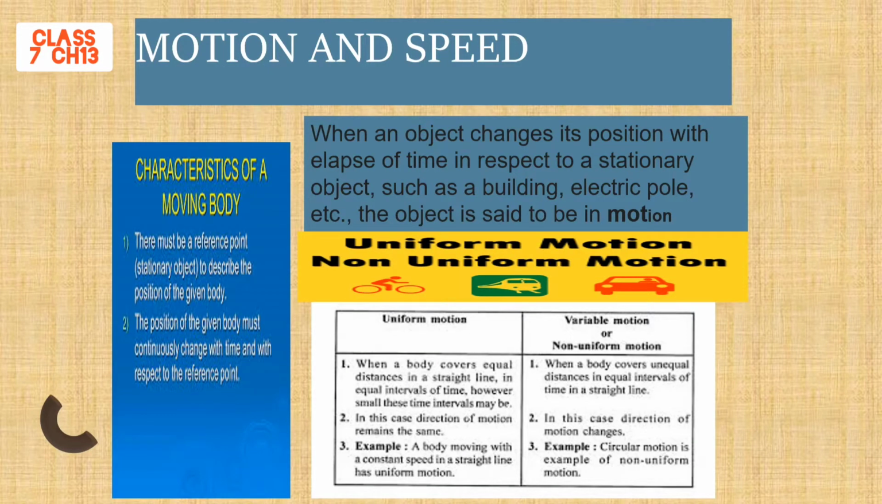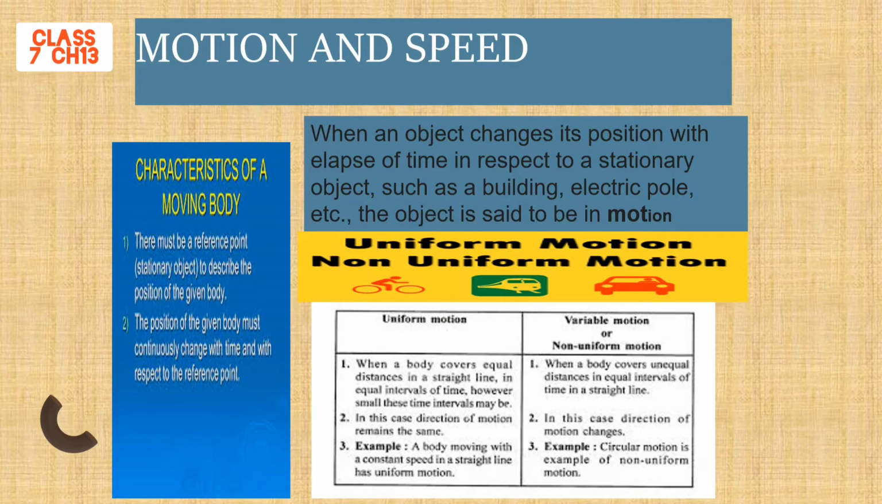Coming to the next topic, motion and speed. An object is said to be in motion when it changes its position with respect to time and with respect to the surrounding. Now, the characteristics of a moving body: there should be a reference point and the point should be stationary. That reference point will describe the position of the given body, and the position of the given body must continuously change with the time and with respect to the reference point.